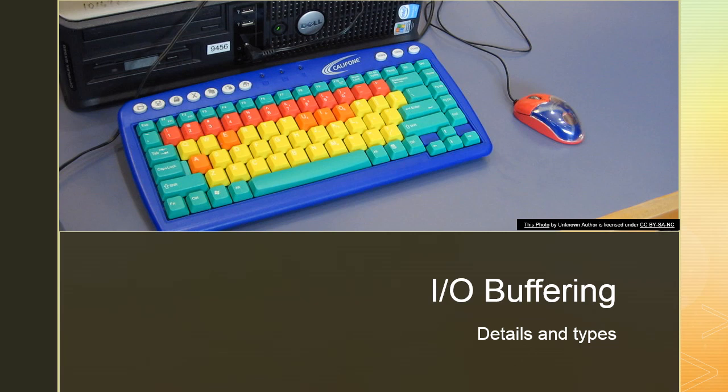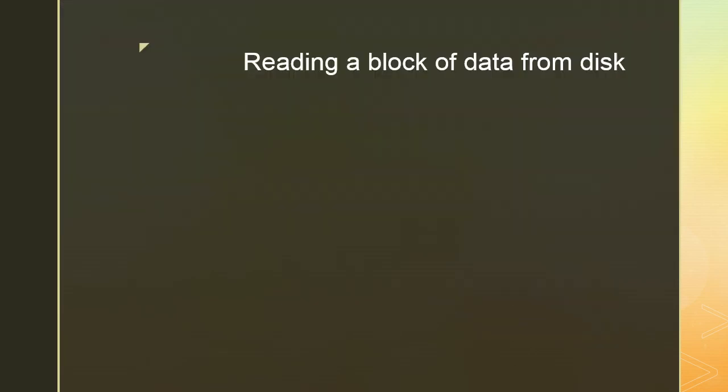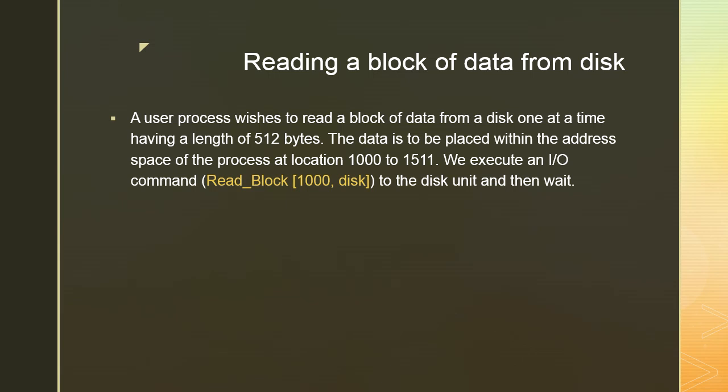Our next topic is I/O buffering, in which we will look at what buffering is and what types of buffers we can have. Reading a block of data from disk. Suppose that a user process wishes to read a block of data from a disk, one at a time, having a length of 512 bytes. The data is to be placed within the address space of the user process at location 1000 to 1511.